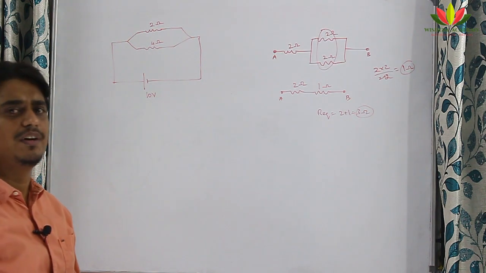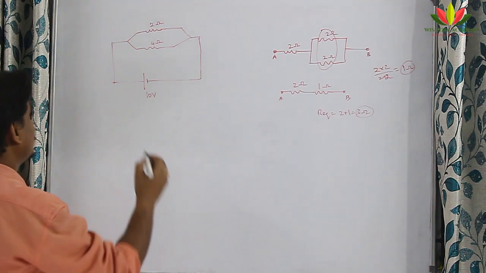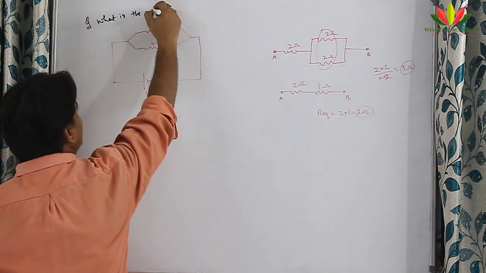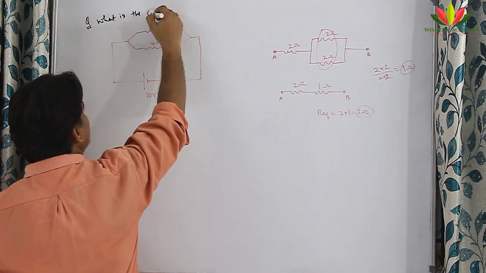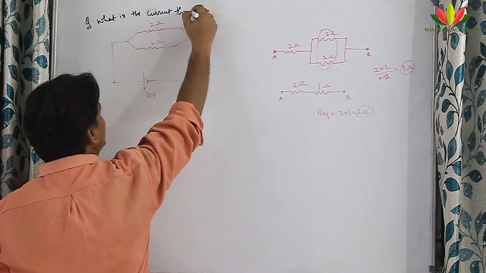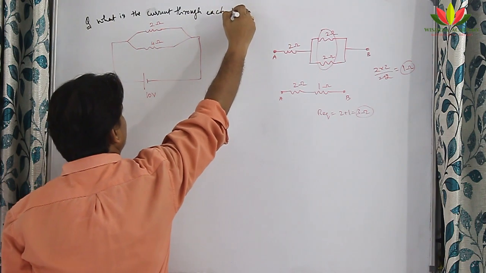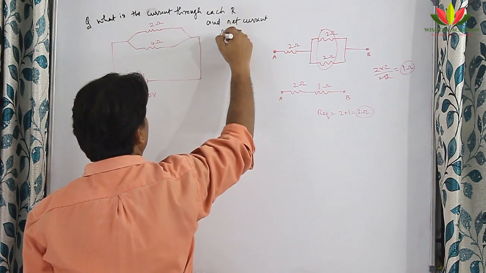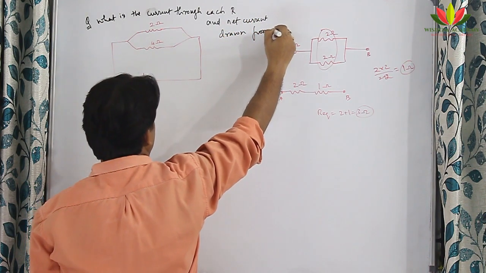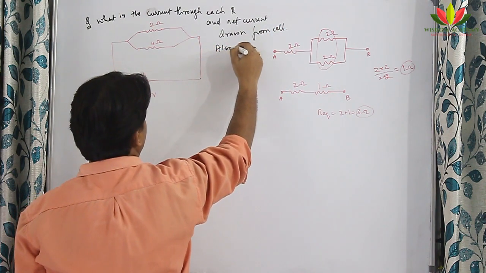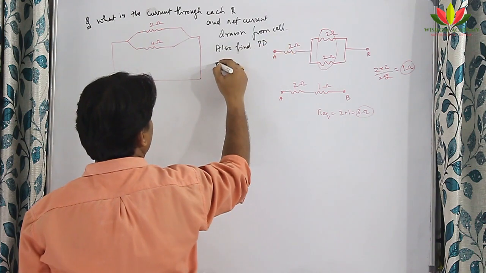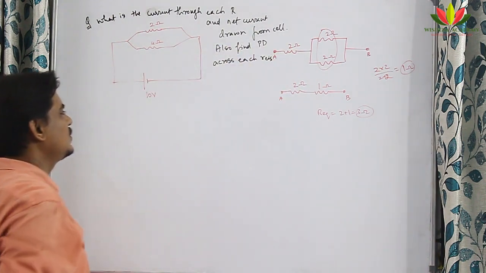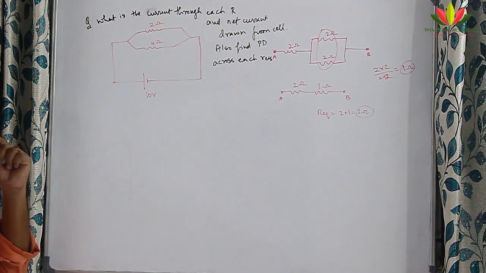What have they asked you? The question is given like this: What is the current through each resistor and the net current drawn from the cell? Also find the potential drop across each resistor. This is the question.